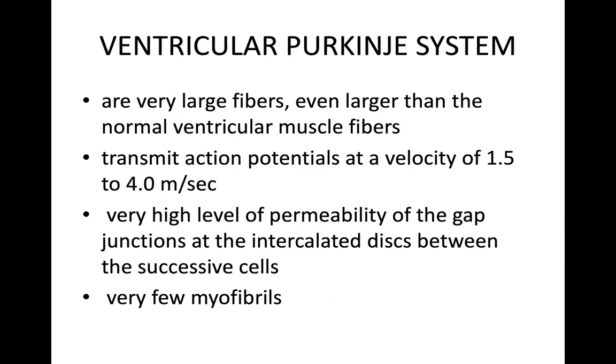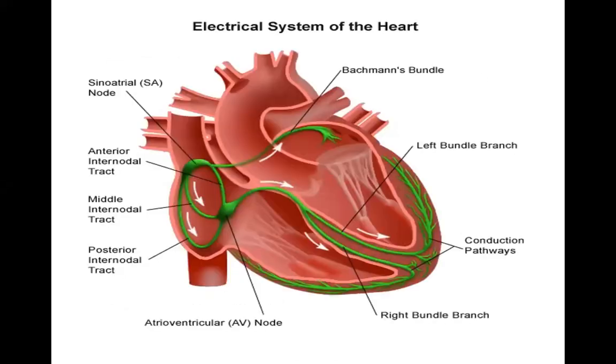So these are very large fibers, even larger than the normal ventricular muscle fibers, and they transmit action potentials at a high velocity of 1.5 to 4 meters per second. There is a very high level of permeability of the gap junctions at the intercalated discs between successive cells. They have few myofibrils, and this is where your Purkinje fibers are located.